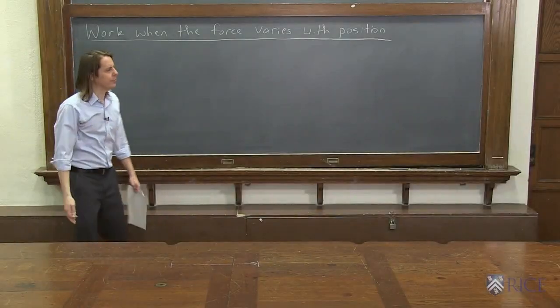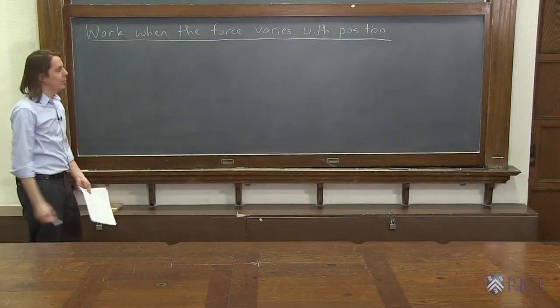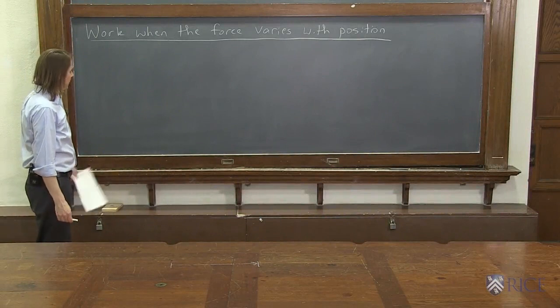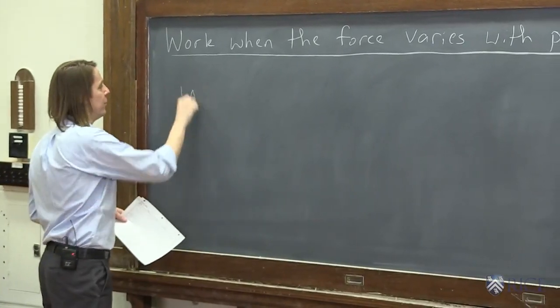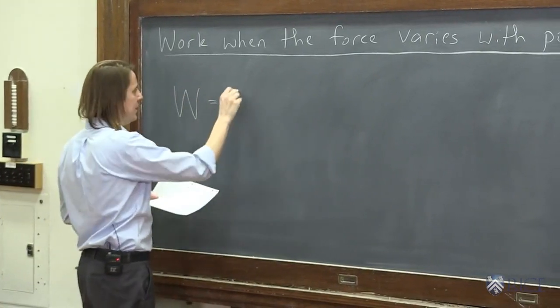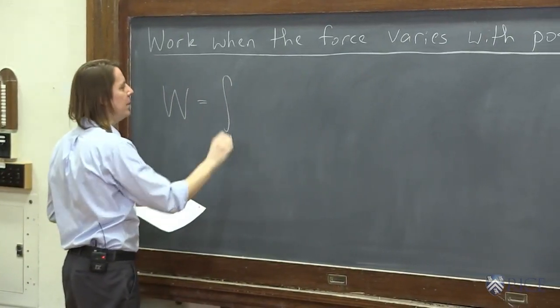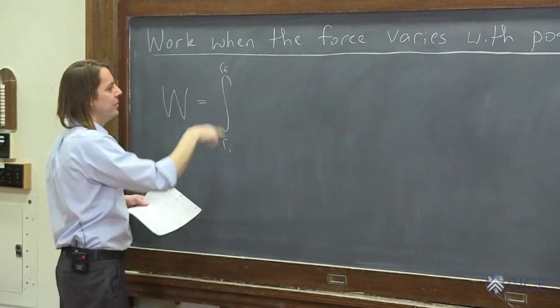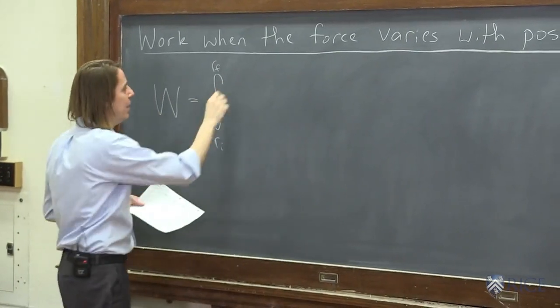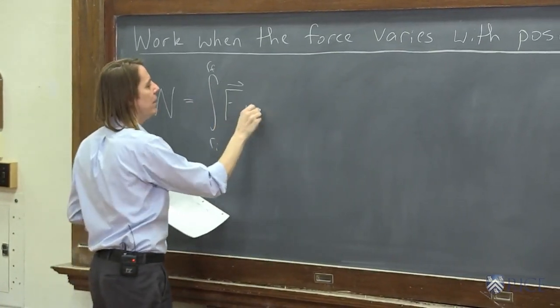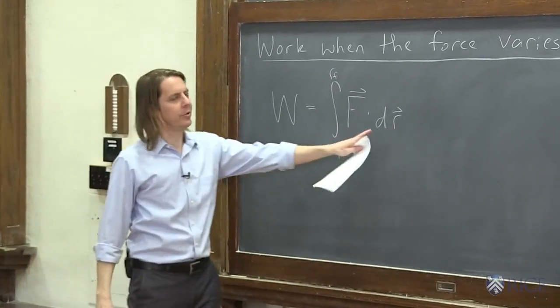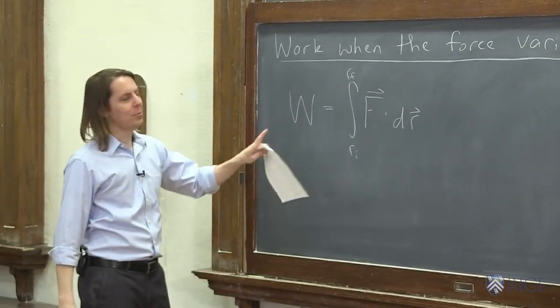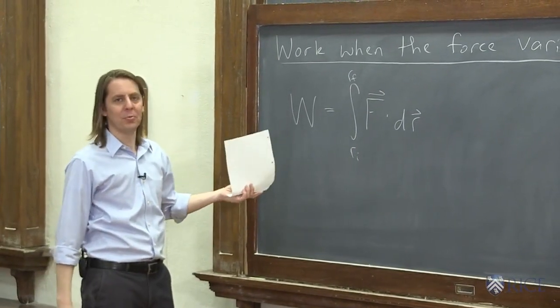So far we've dealt with constant forces, but now let's think about what happens when the force varies. If the force varies, you have to use an integral, is basically the short answer. So the work is the integral from some initial position to some final position, of the force dotted with some differential displacement. This is not a new formula for the work. This is just a more general formula for the work.